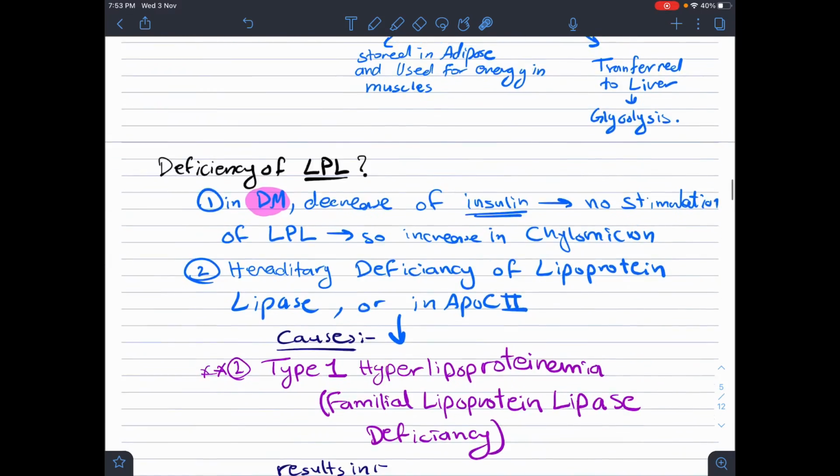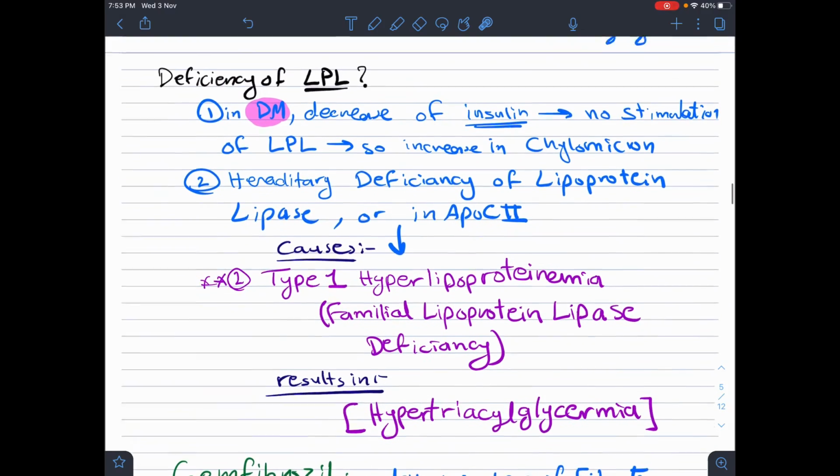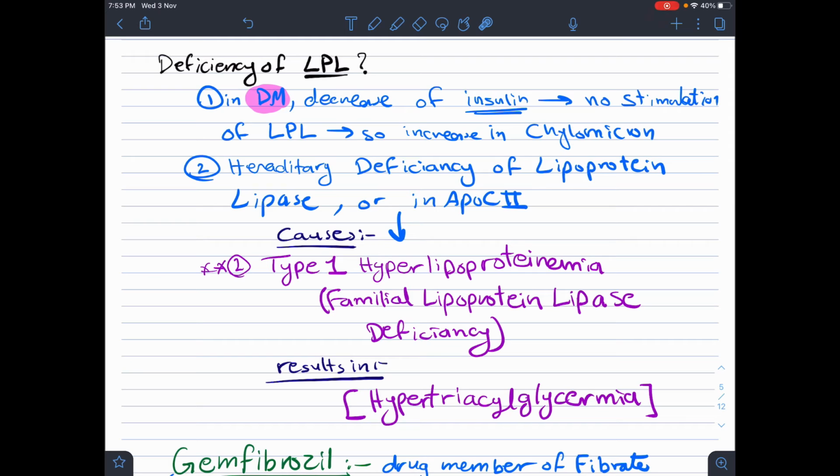Now, what happens if we have a deficiency in the lipoprotein lipase? We have two cases where we have deficiency of lipoprotein lipase. The first case is diabetes mellitus. Diabetes mellitus is when we have a decrease of insulin. And I said insulin is important for stimulating lipoprotein lipase.